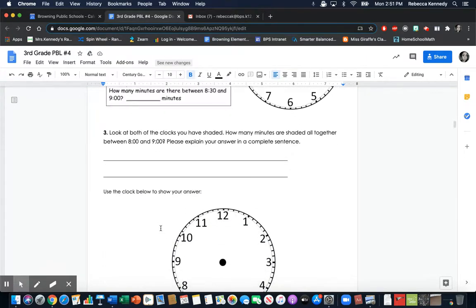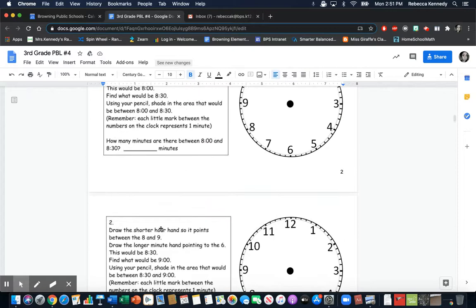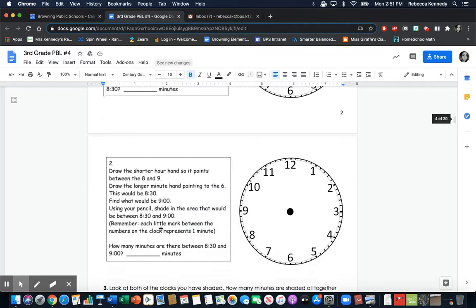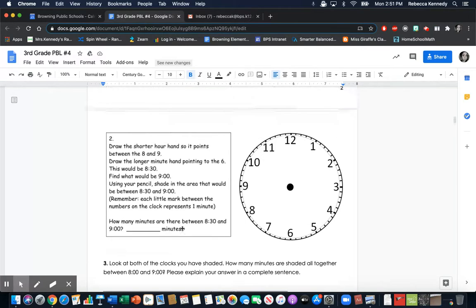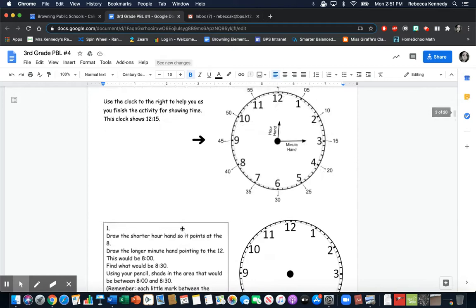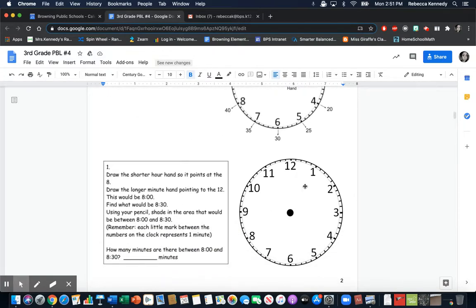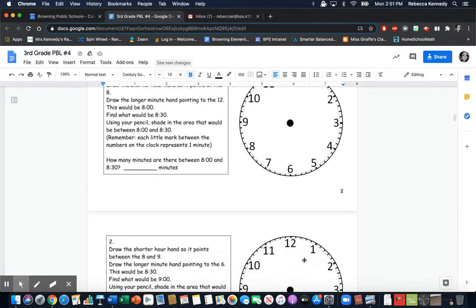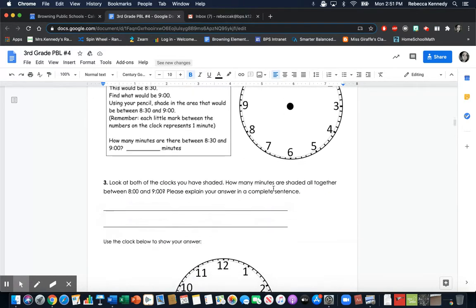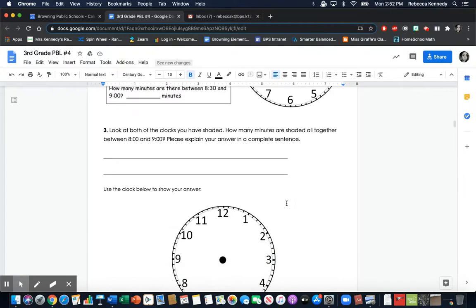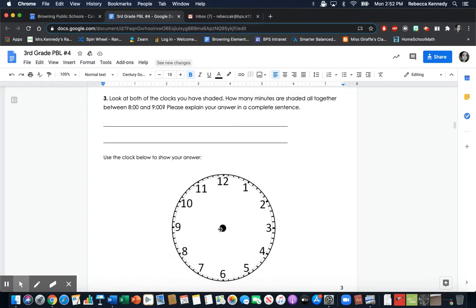Then you would look at both of the clocks that you have shaded, so this one and this one. How many minutes are shaded all together between 8 and 9? So you would look at how many minutes were shaded on this one and how many minutes were shaded on this one. And you would answer the question here. Please explain your answer in a complete sentence. You can use this clock to show your answer.